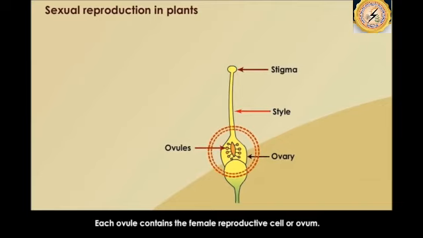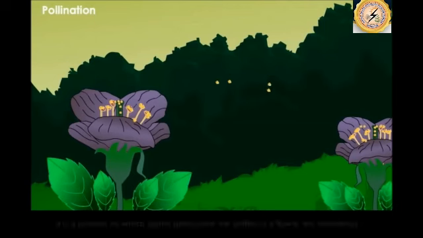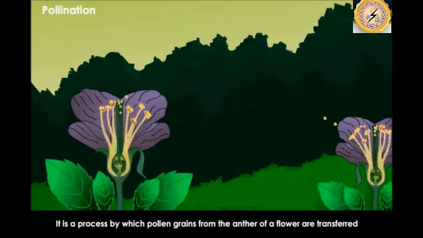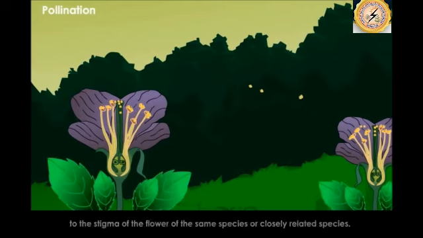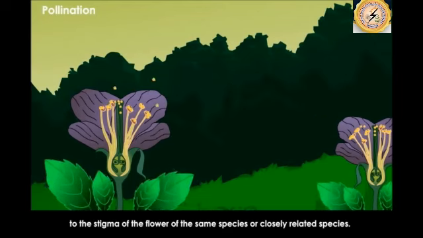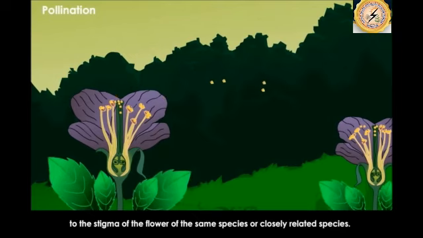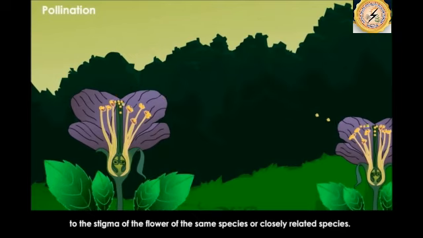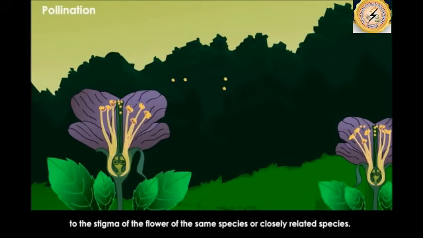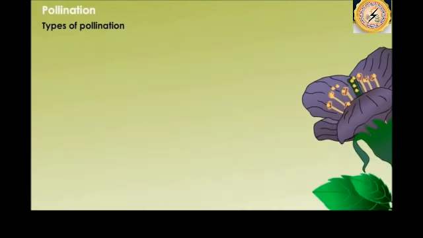Now for the pollen grains to come, there are various ways, and one of the ways is pollination. So pollination is the way by which the pollen grains from the anther of a flower are transferred. Transferred from where to where? They are transferred to the stigma of the flower of the same species or of a closely related species. So that is said to be pollination.